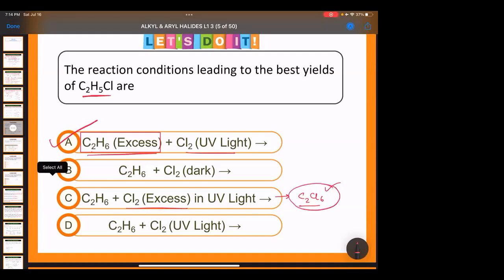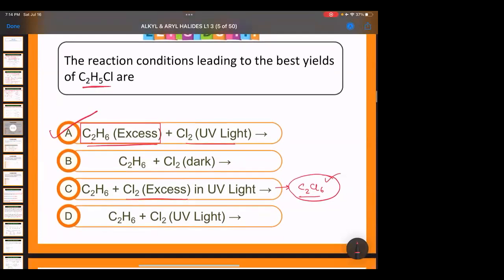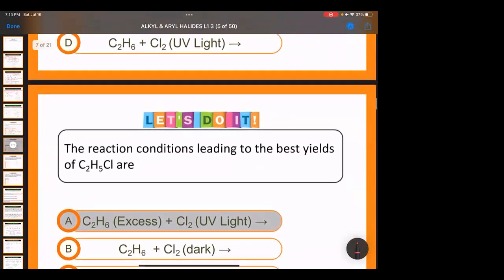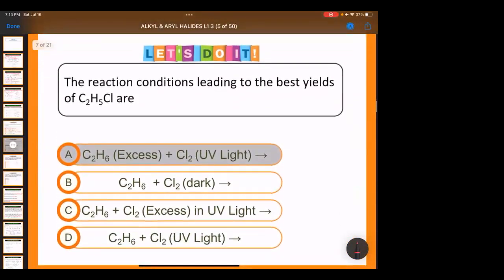But if you take alkane in excess, so note it down, which is going to be the major product? The monochloro derivative is going to be the major product. Clear? So this is a very important question, a previous year JEE question. I hope you understood it. So option A is the right answer.